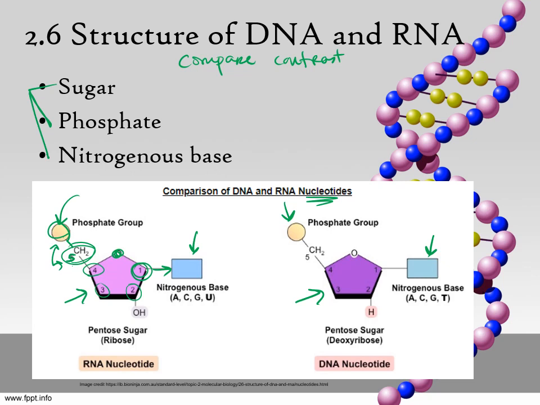Same thing for DNA over here. So we have carbon number 1 with the nitrogenous base, 2, 3, 4, carbon number 5 up here in that flag, and then the phosphate group on carbon number 5.